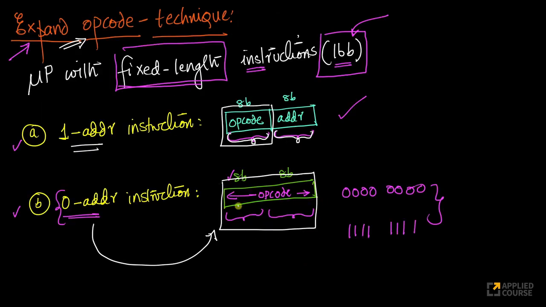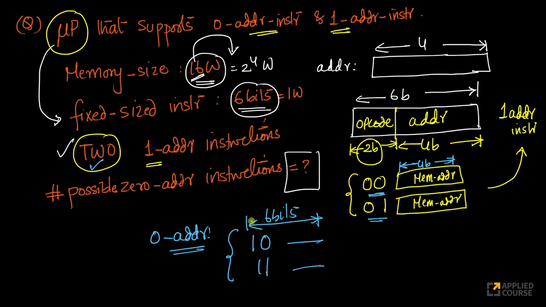Here we'll use the whole 6 bits for the opcode. So the first 2 bits, if they are 10 or 11, the control unit interprets them as zero address. And here I can have 4 more bits. Since I can have 4 bits here, how many values can I generate? 2 power 4. So how many total zero address instructions can I have?